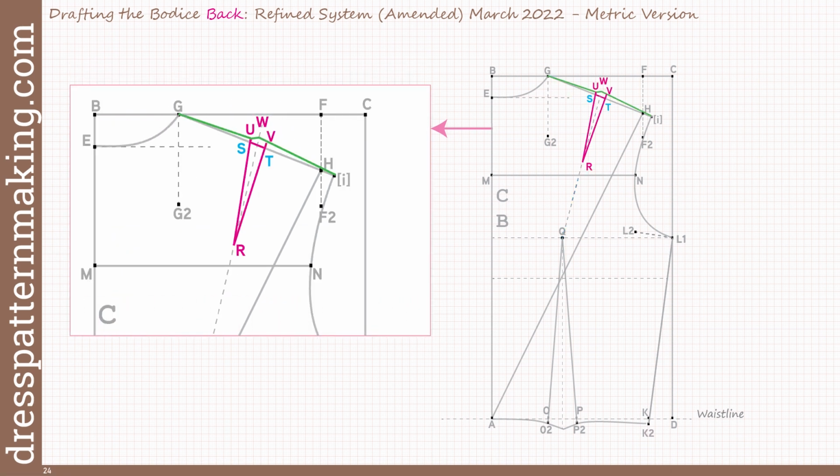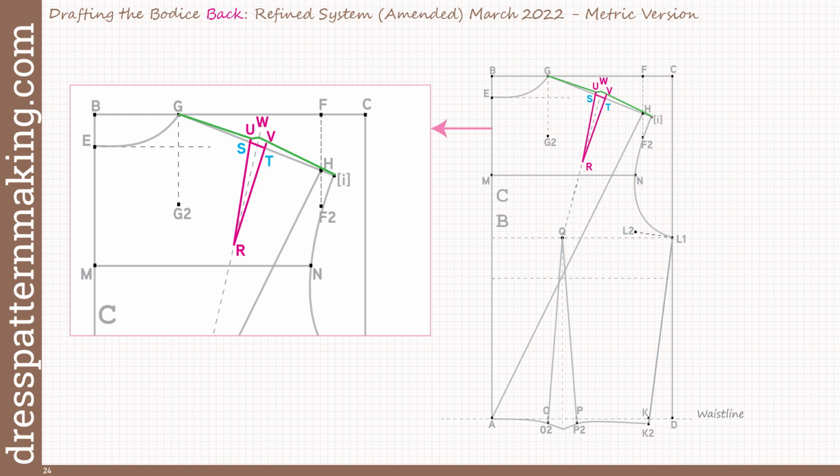Now draw a dart leg from point R through point S and go beyond point S for 1/4 centimeter and mark point U. Measure that dart leg from point R to point U and draw the second dart leg to match that length. So from point R through point T and mark point V.